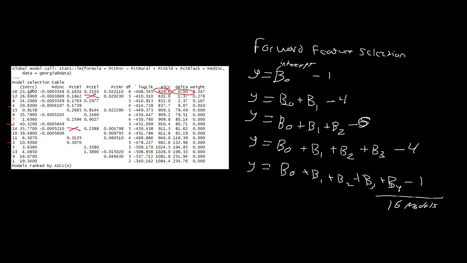And if you look, that's the number of models that were tried. So that's the way that dredging works. It tries the intercept by itself, every combination of single variable, every combination of two variables, every combination of three variables, every combination of four variables, and then it ranks them based on which one has the lowest AIC, because again, the lowest AIC is the best model. Okay? So hopefully that makes sense, and if you have any questions, please reach out. Thank you.